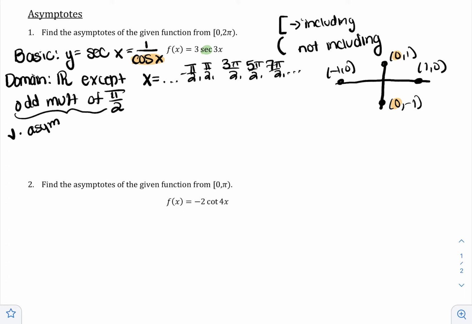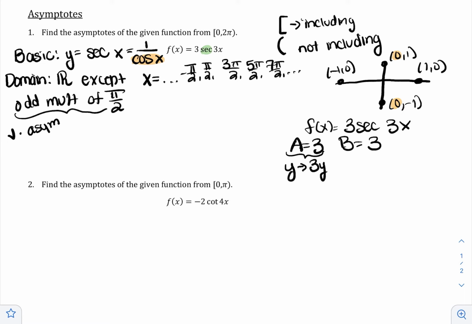Now we're going to look at the function that's given to us, which is 3 secant of 3x, and we're going to look at the transformations. The transformations being done on f of x equals 3 secant of 3x are that you have the 3 in the front, so A would be 3 and B would be 3. And there would be no C, there would be no phase shift. So the y's would be multiplied by 3 and the x's would be multiplied by 1/3, because remember, when you do the horizontal transformation, you take the reciprocal. So there would be a vertical stretch and a horizontal shrink.